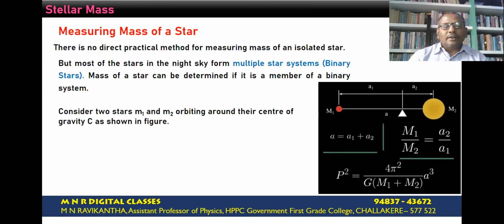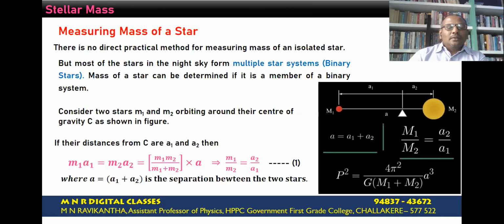Consider the two stars M1 and M2 orbiting around their center of gravity or center of mass as shown in this figure. Now, if their distances from C, that is the center of mass, are A1 and A2 respectively, then M1 A1 is equal to M2 A2. Applying the law of moments, we get this. And rearranging the terms, we get the ratio of the masses M1 by M2 is equal to A2 by A1. Call this equation 1, where A is A1 plus A2. It gives the separation between the two stars.